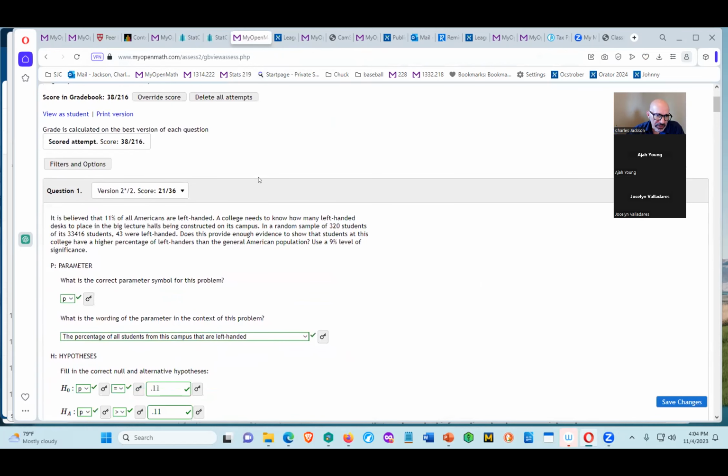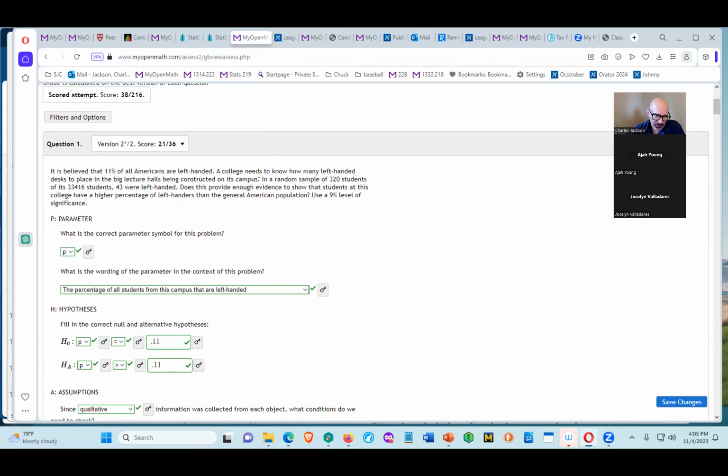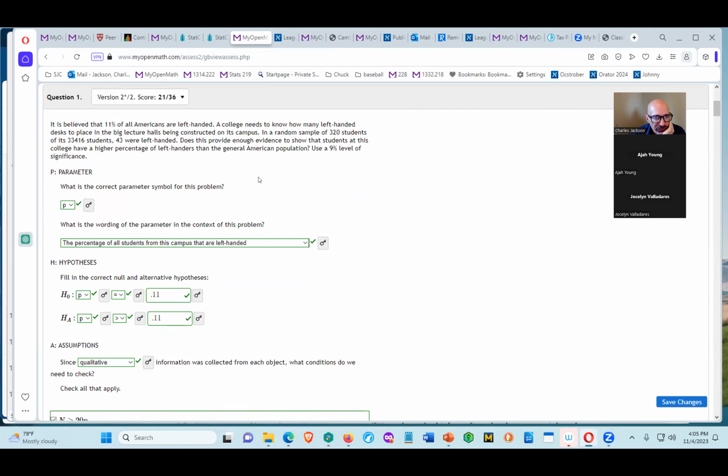Okay, let's look at the problem. It's believed 11% of all Americans are left-handed. So we're going to do a test to make sure that's really true. The way they word it is important. Does this provide enough evidence to show that students at this college have a higher proportion? So the alternative hypothesis is a greater than, which you have there. Use a 9% level of significance.